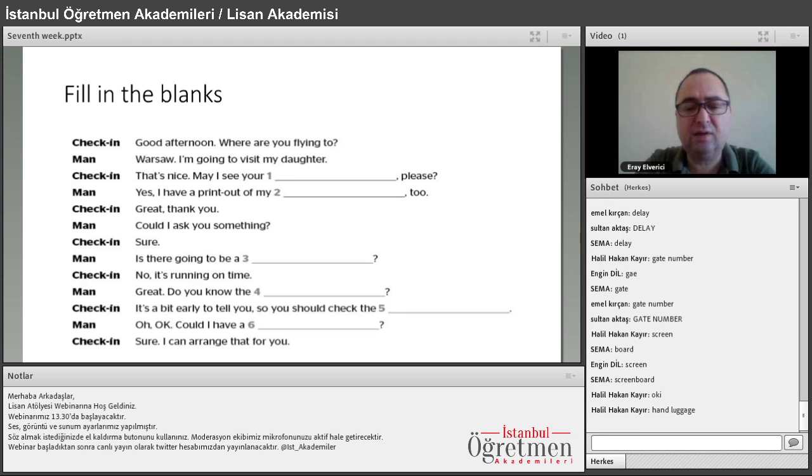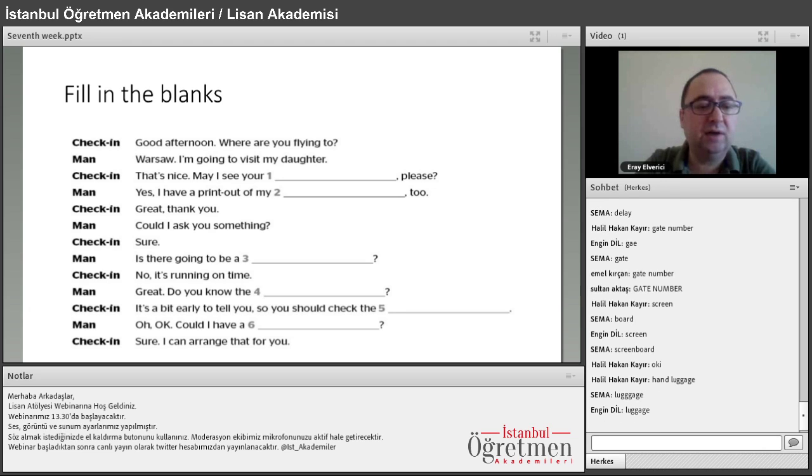I think number 6 is the most difficult one. Hand luggage. No, because the people in the check-in, they don't give you your luggage. They may take your luggage, but this man is asking for a kind of thing that the check-in person can do. It's not luggage.